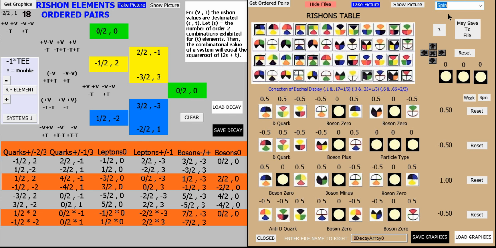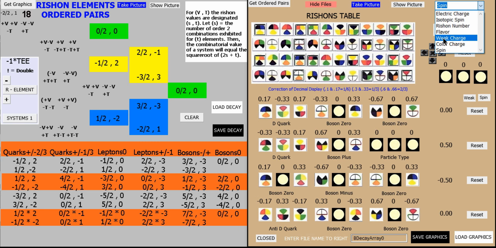Last, let's take a look at the weak charge. By the standard model is predicted if we have a right-hand particle that we should have a 0 weak charge. And so we can see on this generic D that we have 1/6 plus 1/6 is 1/3 minus 1/3 is 0. And the neutral bosons contribute nothing to the weak charge here.